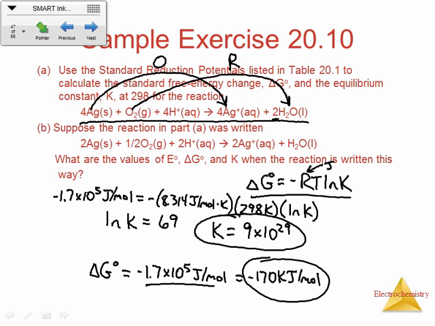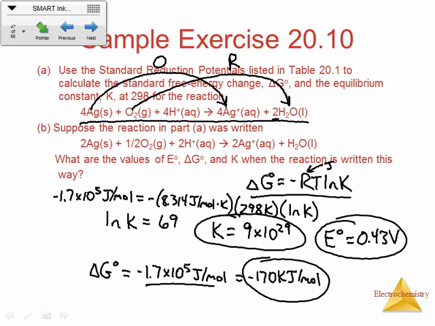Now, this should all make sense, okay? The E0 that we found here, I could write that up here as well. The E0 was 0.43 volts. Okay? So, a positive voltage, a negative delta G, and a really big equilibrium constant. Those things all work together, okay?